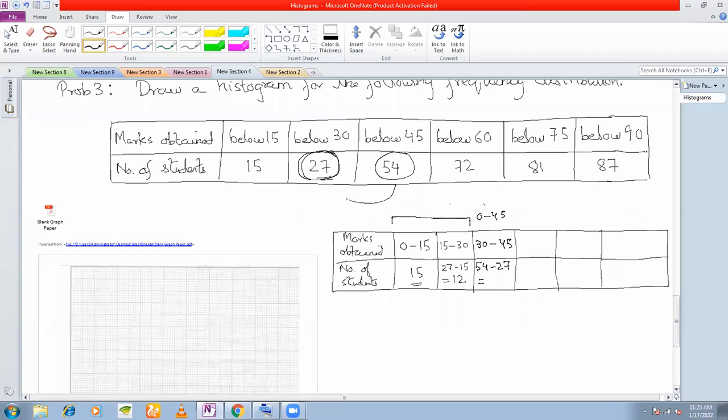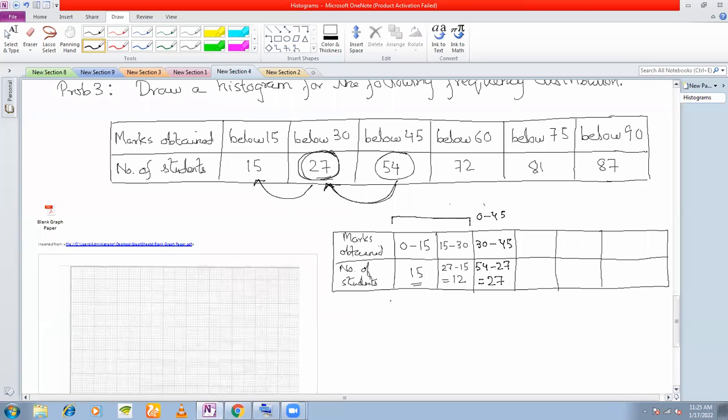That means I'm subtracting this with this. For the second one, I got this by subtracting 27 minus 15. For the third one, I got this by subtracting 54 minus 27. Right? So how much is this going to be? 27, I think. Right? Is this step clear, or do you want me to explain this once more?